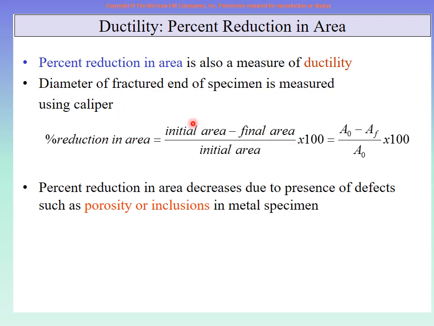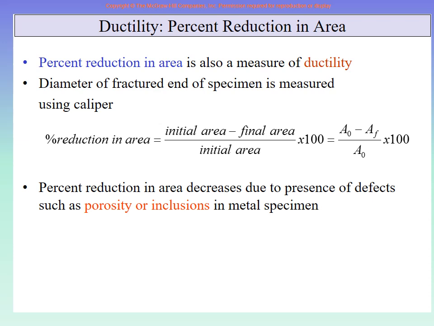But this will not be final minus original. Final is a small value, so if you write final area minus a larger initial, it will be negative, right? Therefore, initial area minus final. But this is the total change in area at the point of fracture. At the point of fracture, what is the area there? We showed you in the previous diagram. So if you have A0 and AF, then change in area upon original area multiplied by 100. So this is another way of finding the ductility. Any material that shows more change in area is more ductile, of course.